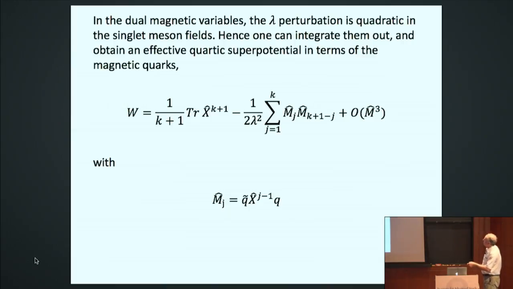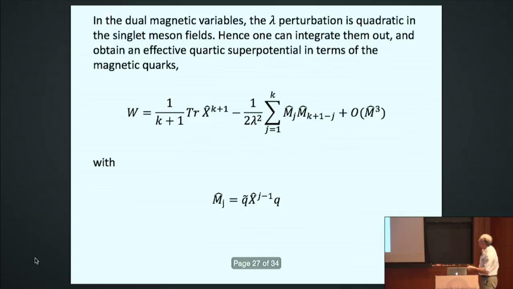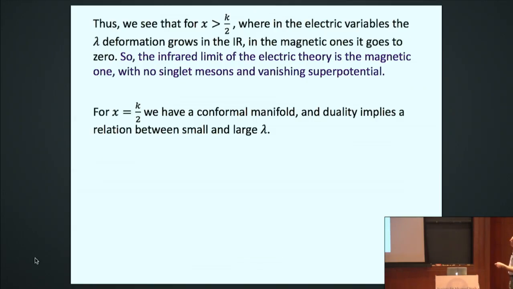But now this is an irrelevant perturbation. So in other words, when you turn on this coupling in the electric theory, and the coupling is such that the lambda thing is relevant, then the theory flows in the infrared to the magnetic theory without any singlet mesons and vanishing superpotential. So this is an RG flow from the electric theory to the magnetic one.